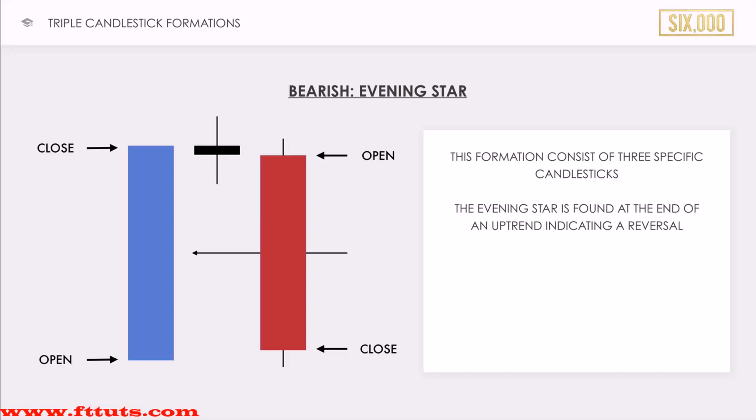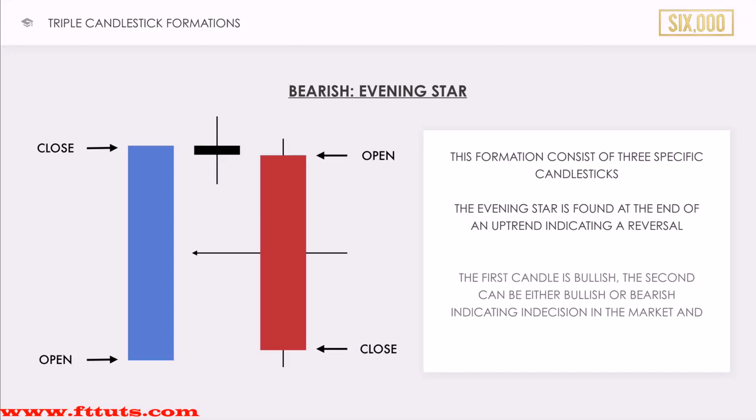So if you imagine you've got an extended uptrend, price has been increasing for a while, you will have a Marubozu, which is the last candlestick of the uptrend, a very extended aggressive move, followed by an indecisive candlestick such as a spinning top or a doji, and then you've got the sellers who are now in control, and that's where the third candlestick forms. Again, the first candlestick is bullish, the second can be either bullish or bearish, indicating indecision in the market, and the third is bearish, and again it needs to close beyond the midway point of the first candlestick.